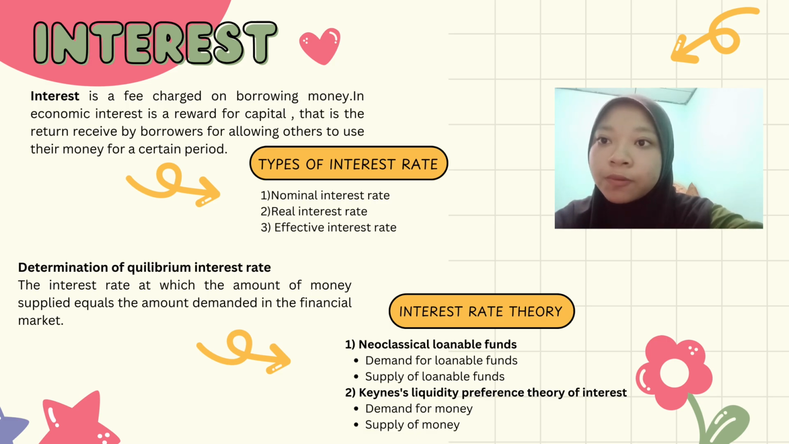There is demand for money, and in demand for money there are three motives for which people hold cash. First is the transaction motive, second the precautionary motive, third the speculation motive. Second, there is the supply of money. The supply of money is controlled by the government and the central bank.